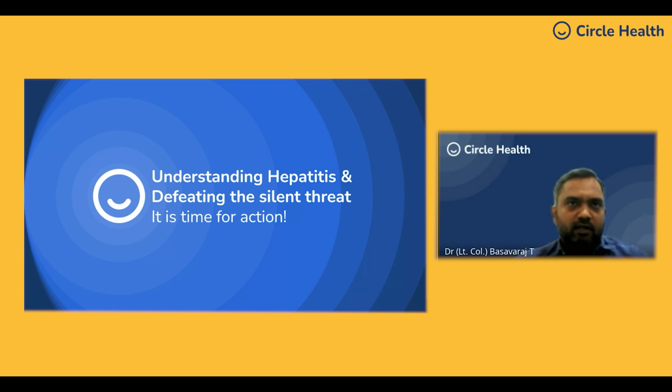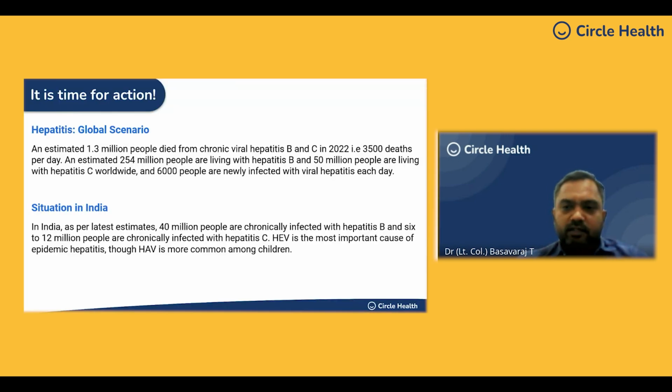The time for action might be at the individual level, at the state level, at the community level, or at the country level. And overall, globally, it is time for action as the number of cases is increasing. When we talk about hepatitis, I'm sure the only thing that comes to your mind is jaundice. Is there anything else that comes to your mind when you say hepatitis?